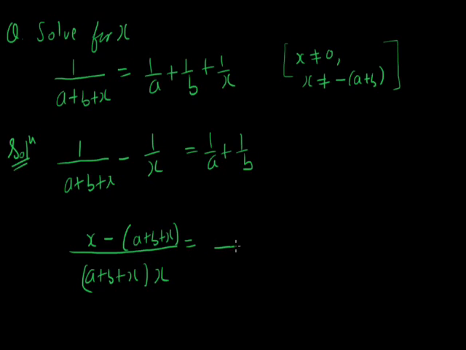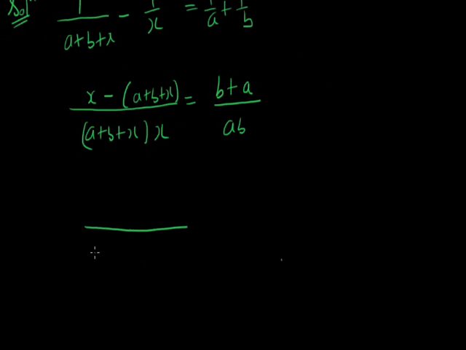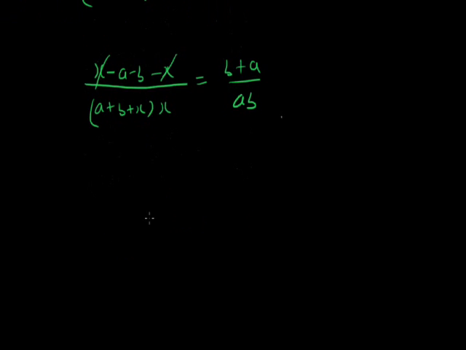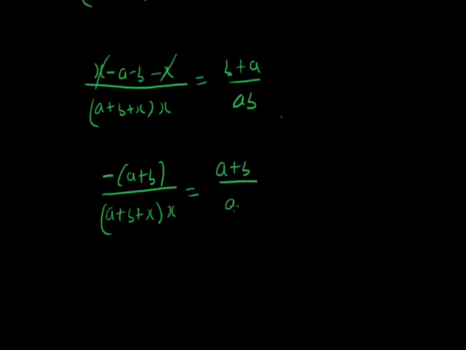Here again I take the LCM. What is the LCM? A into b. And what is coming in the numerator? That is b plus a. Now just open the brackets. X minus a minus b minus x is equal to (b plus a) upon ab. So x and x get cancelled. In the numerator I can take minus common. So it becomes minus (a plus b) upon (a plus b plus x) multiplied with x is equal to b plus a, we can write as a plus b. So this a plus b and this a plus b get cancelled.